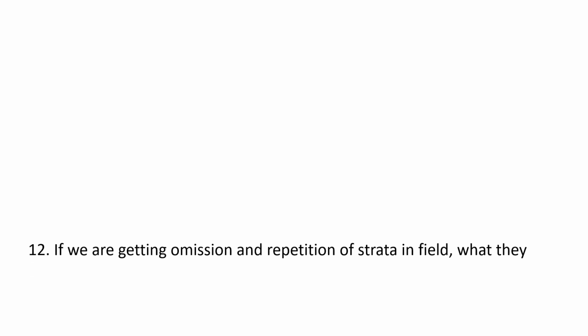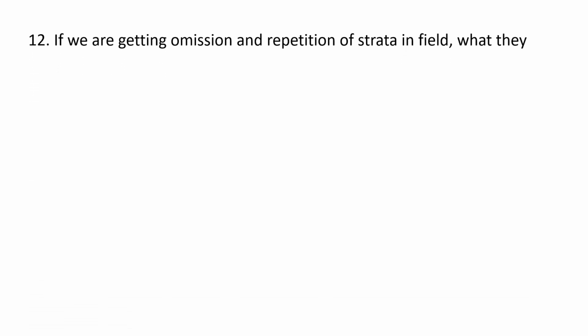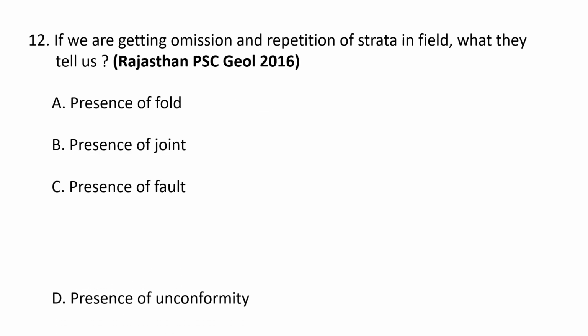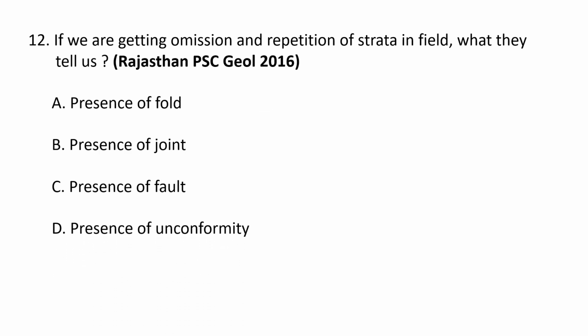Next question. If we are getting omission and repetition of strata in the field, what does that indicate? A. Presence of fold, B. Presence of joint, C. Presence of fault, and D. Presence of unconformity. So if you are getting the repetition and omission of the strata in the field, that indicates that a fault is present. So C. Presence of fault is the correct option.